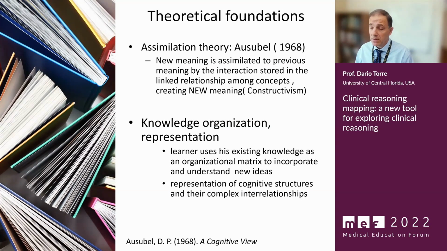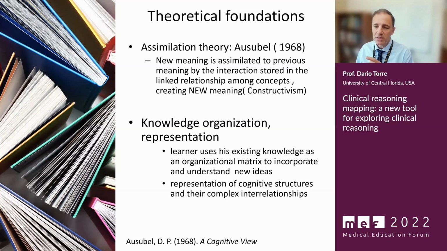In concept mapping, you will see that the learner uses pre-existing knowledge as a matrix where new knowledge and new ideas are incorporated. When we talk about knowledge organization and knowledge representation, we also talk about cognitive structures and their interrelationships, the relationships among the different concepts or networks of concepts. We will see how concept maps can be very helpful to show and demonstrate the knowledge organization and knowledge representation of learners.